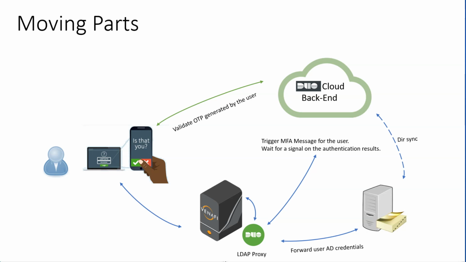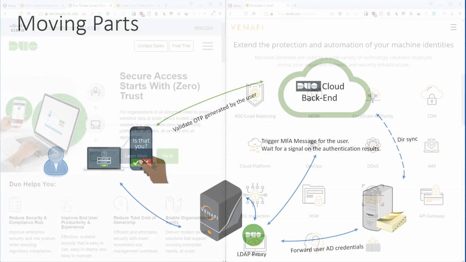On Venafi we have the concept of a user repository, where everyone who logs on to the system needs to authenticate with external resources. We can use a local database or external Active Directory. With this integration, Venafi proxies all user requests through an LDAP proxy, and the LDAP proxy will validate user credentials against Active Directory, as well as initiate multi-factor authentication to the end user. As soon as the two credentials have been confirmed, Venafi will get a signal that the user can access the system.